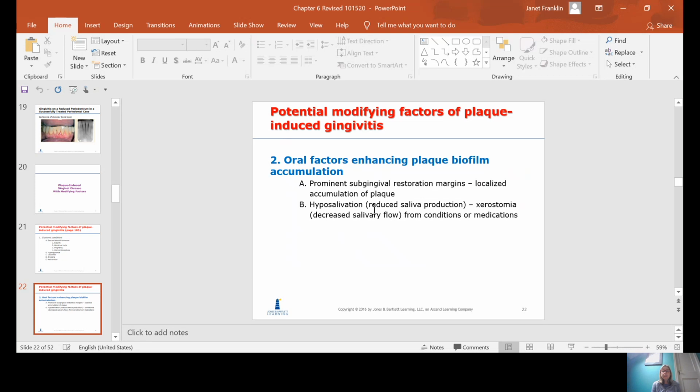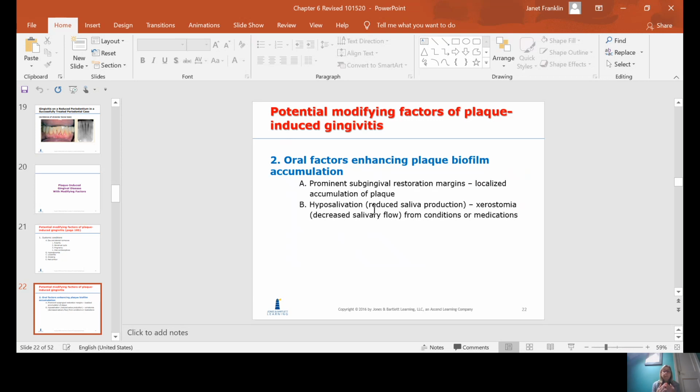Potentially modifying factors of plaque-induced gingivitis. We're going to start with oral factors enhancing plaque biofilm accumulation. Things that are oral factors enhancing plaque biofilm accumulation include restorations, dental calculus, a patient wearing a removable partial, orthodontic bands. Those are some of the examples of oral factors that enhance plaque biofilm accumulation.